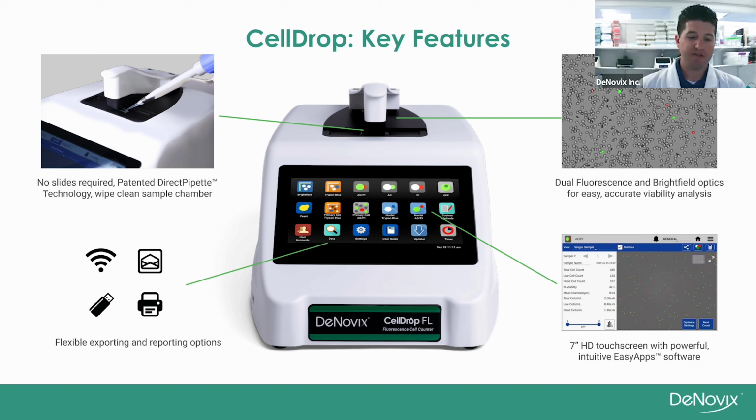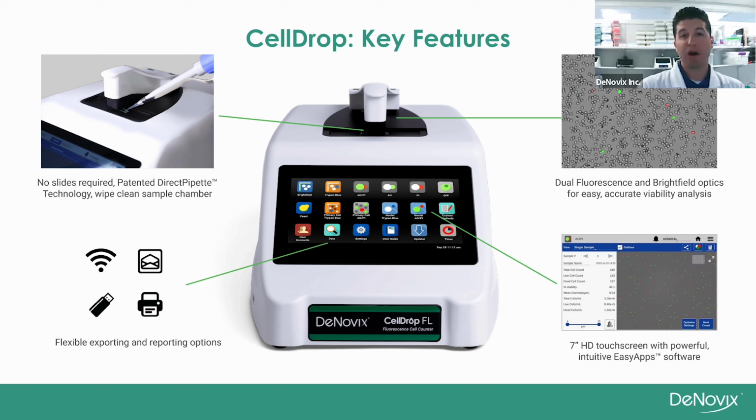There's a few key features of the CellDrop I'd like to cover. Most importantly is that direct pipette. So direct pipette, as I mentioned, requires no plastic slides, so there's no plastic consumable. That's great for any green initiatives at your institution. And it's also great for your budget, and you don't have to worry about remembering to have another piece of plastic in stock to do your actual experiment.